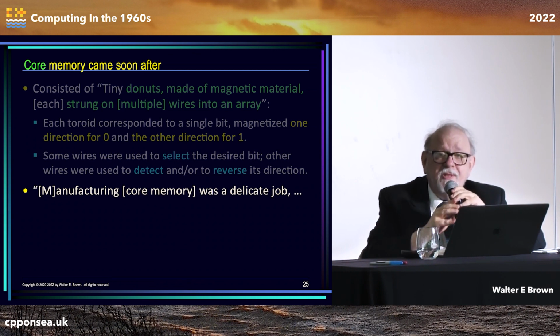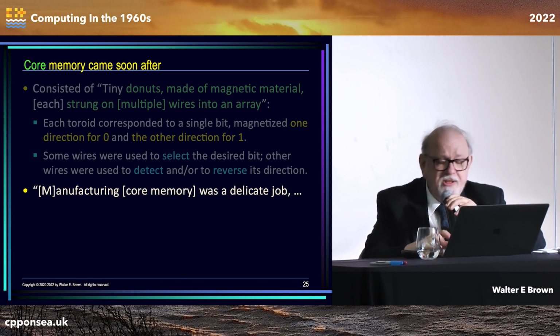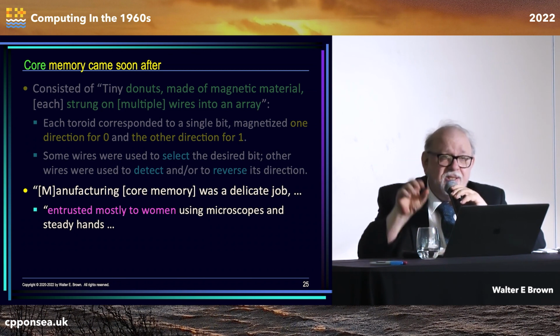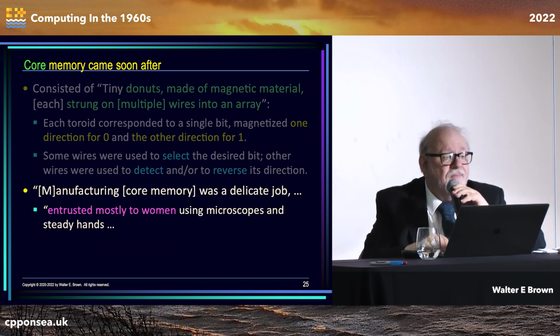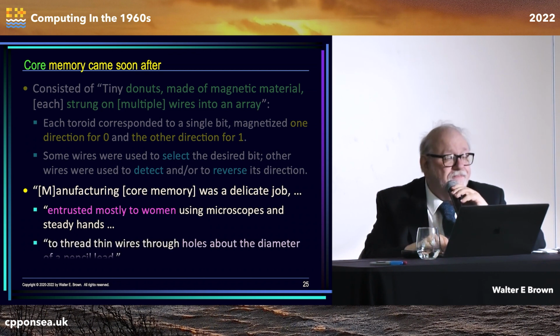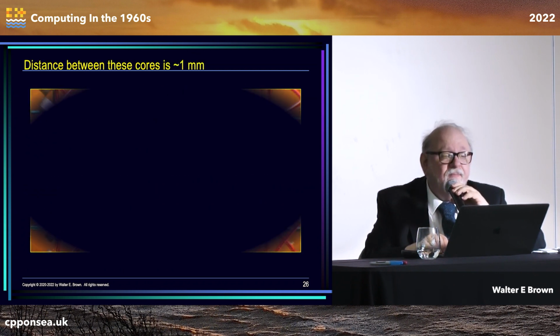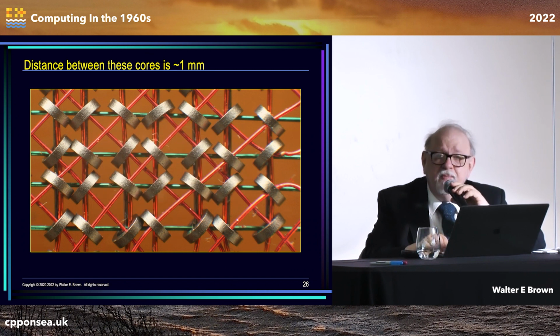Manufacturing core memory was a delicate job, almost invariably entrusted to women because they allegedly had steadier hands, using microscopes to thread thin wires through holes about the diameter of a pencil lead. This is what we're talking about. The scale here is roughly 1 millimeter. That's memory.